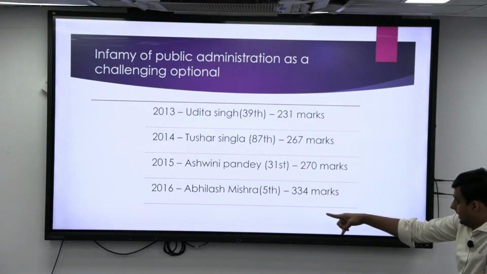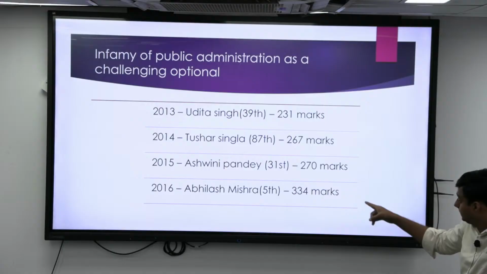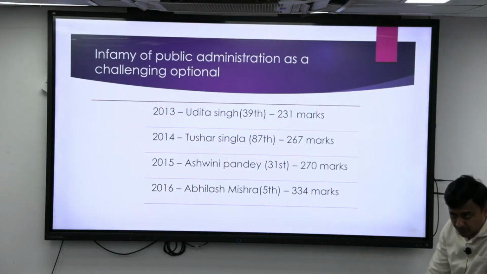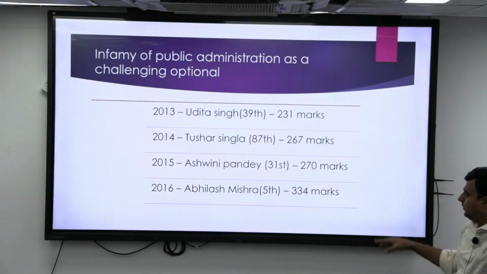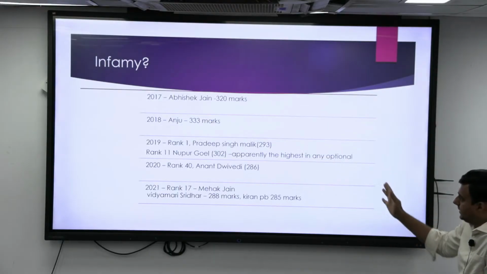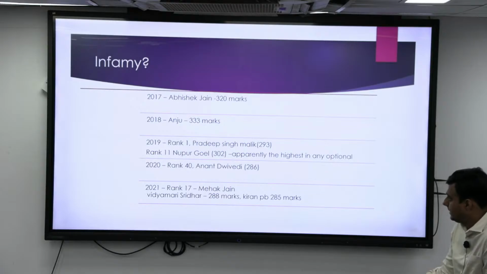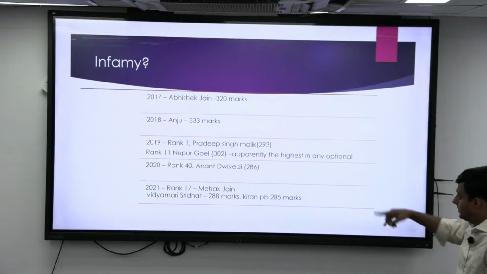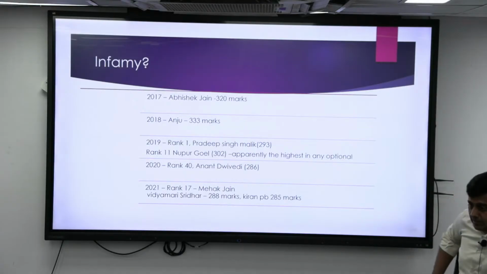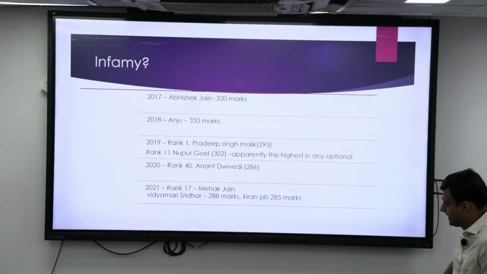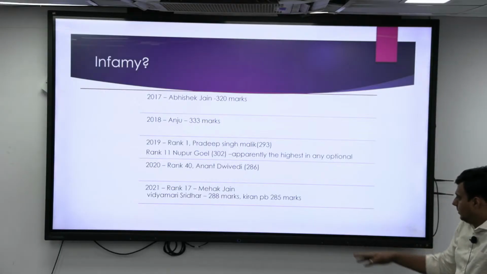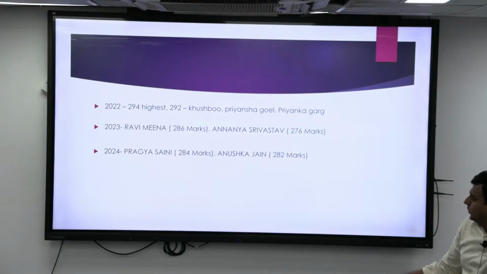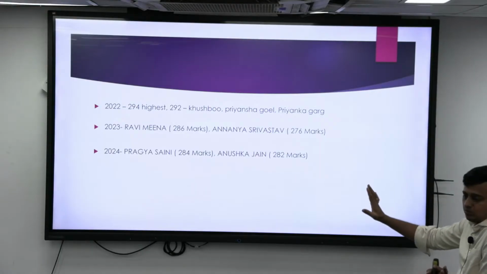Look at 2016, from 2016 they started to give so many high marks. So people have scored even 330s also. Fine, I'll show you in a few answers also, you will understand. Then 2017 you had 320, 2018 you had 333, 2019 you had a rank from public administration who scored 293, but you also had someone else scoring 302, Nupur Goyal. Then you had 2020 286, then I think you can go through that, 288, 285. 2024, last year, 286, 276, like that. These are very good scores.